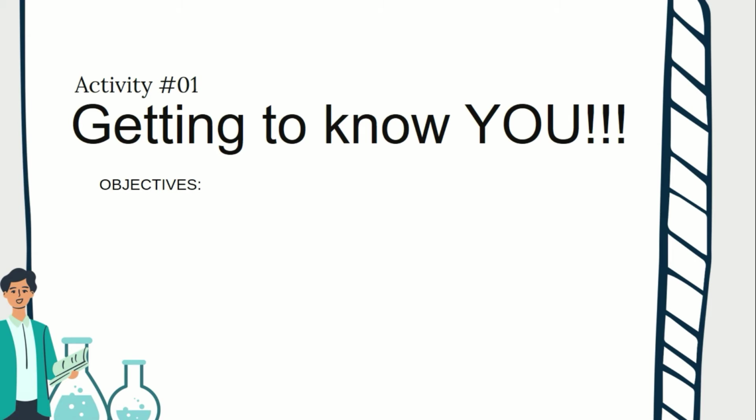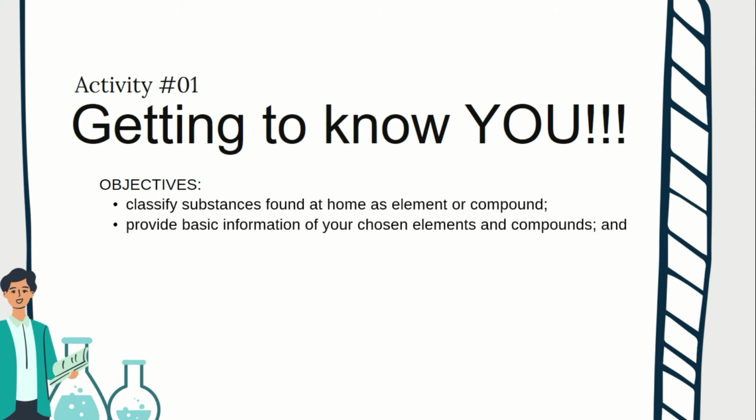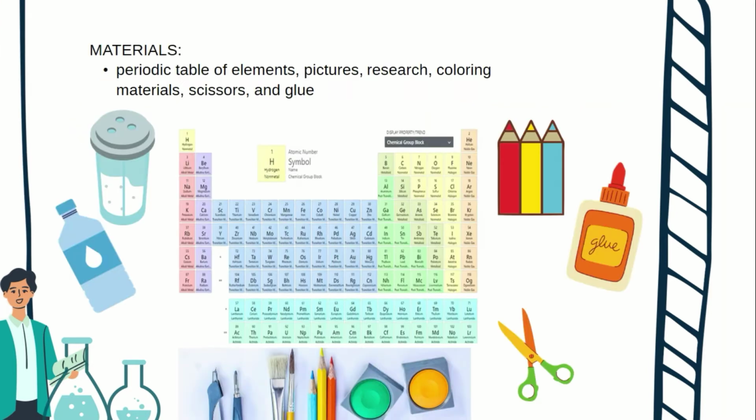Activity number 1. Getting to know you. Objectives. Classify substances found at home as element or compound. Provide basic information of your chosen element and compound. And design your own slam book creatively. Materials. Periodic table of elements. Pictures, research, coloring materials, scissors, and glue.